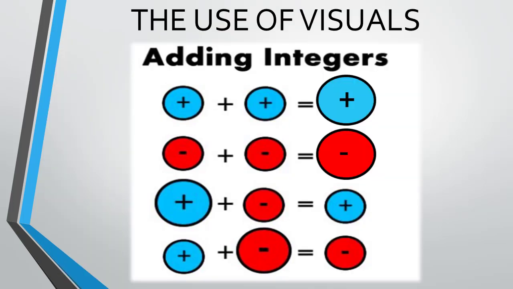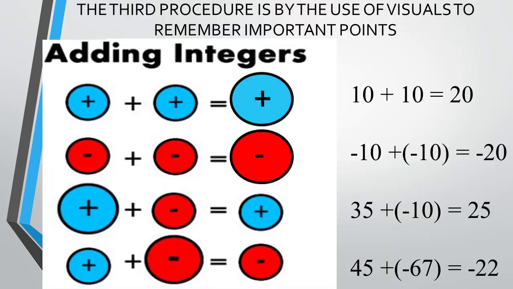And the fourth set of circles represents adding a positive integer with a smaller quantity or absolute value as compared to the negative integer, resulting in a negative sum. Let's apply these visuals. 45 plus negative 67 equals negative 22. In this example, negative 67 represents our bigger negative circle, which simply means it has a bigger absolute value. Hence, the result is negative.